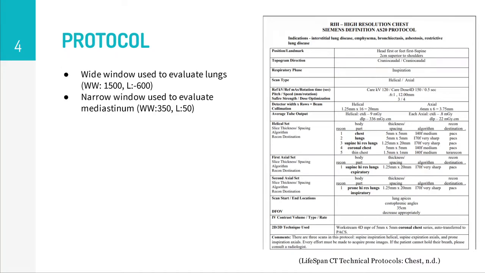A very wide window width is used to evaluate the lungs, with a window width of 1500 and a window level of -600, while a much narrower window width is used to evaluate the mediastinum, with a window width of 350 and a window level of 50. Chest CT scans with contrast are usually obtained at 120 kV and an mA of about 150. The rotation time and pitch may vary depending on the type of scanner that is used. Common reconstructions of these images are done at different thicknesses and algorithms of the mediastinal, axial lung, and coronal sternum.